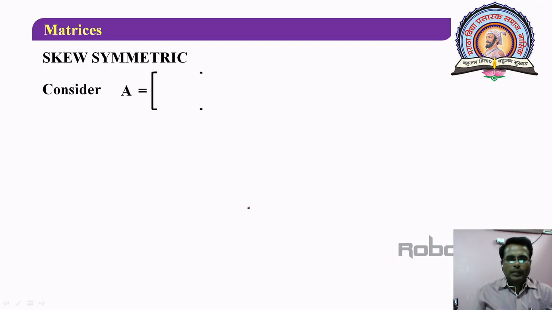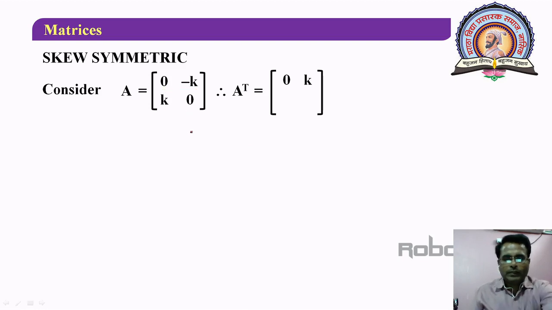Consider matrix A that contains 0, minus k, k, 0. Then if you consider its transpose, here we have to consider this first row as a first column and the second row as a second column. That is, we will observe that this first column comes as a first row and this second column comes as a second row. Now you will observe that there is a slight change in the matrix.